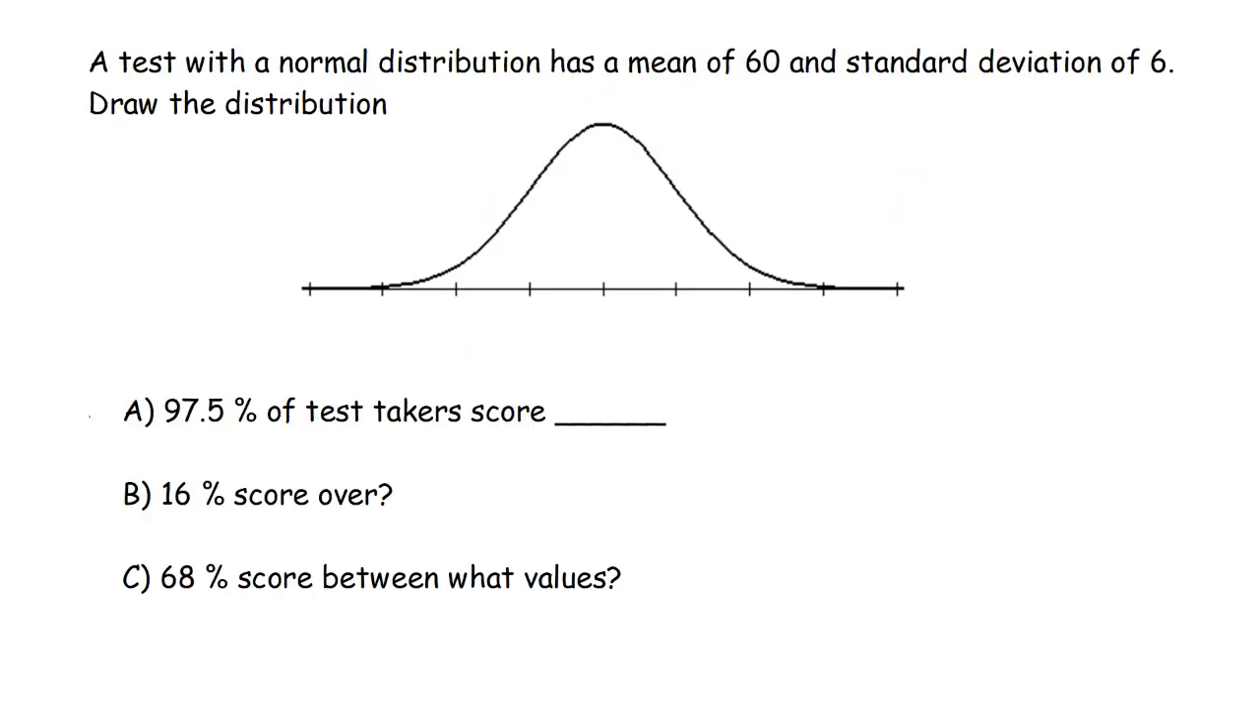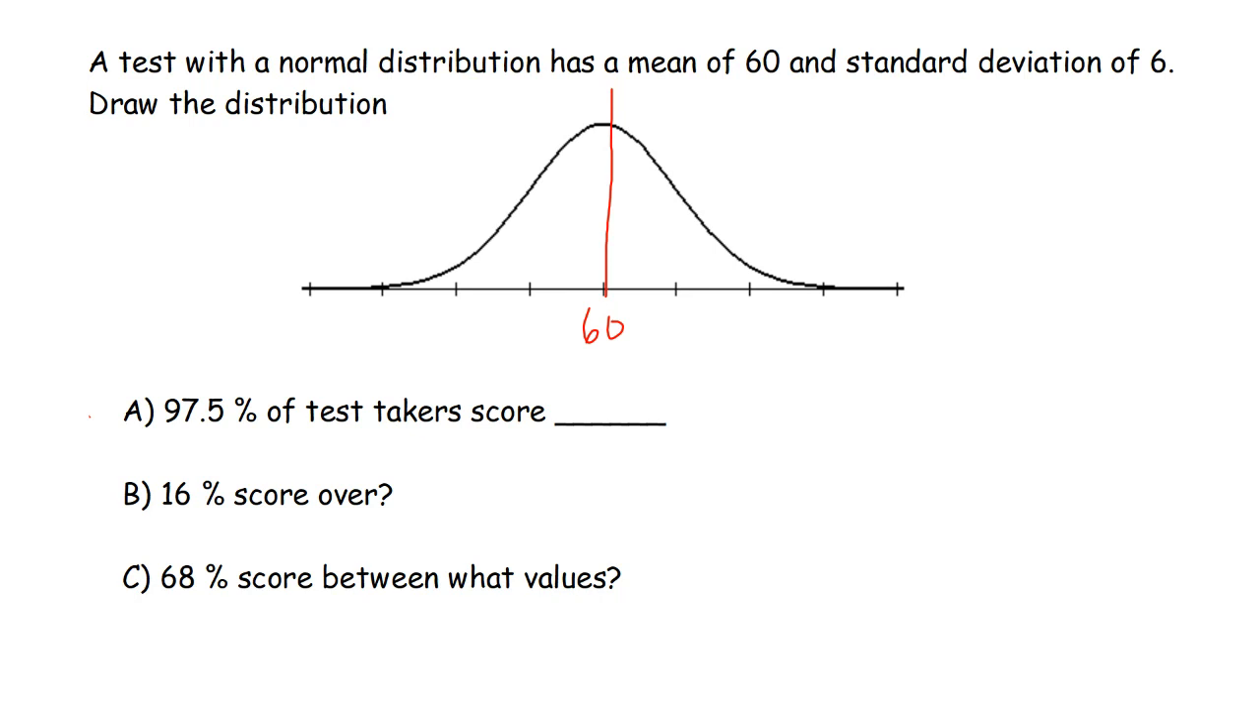So here is an example like in the lesson. A test with a normal distribution has a mean of 60. So that means that right here, that's going to be 60. You want to take the normal distribution and write that value as the mean right there in the middle. And it says it has a standard deviation of 6.